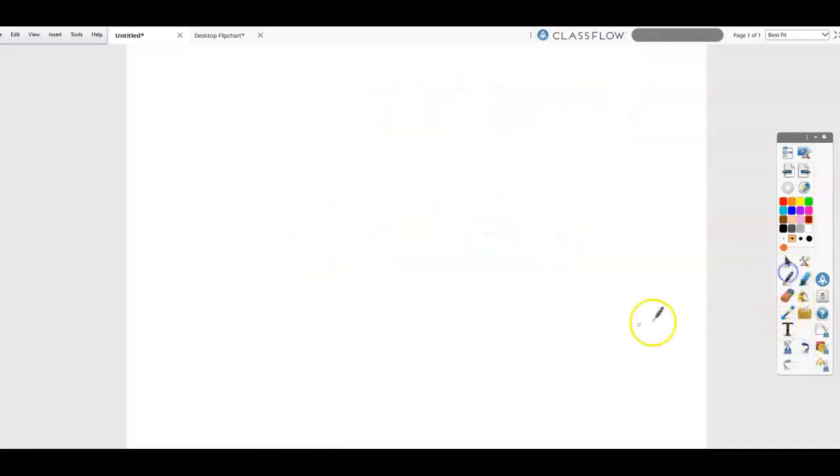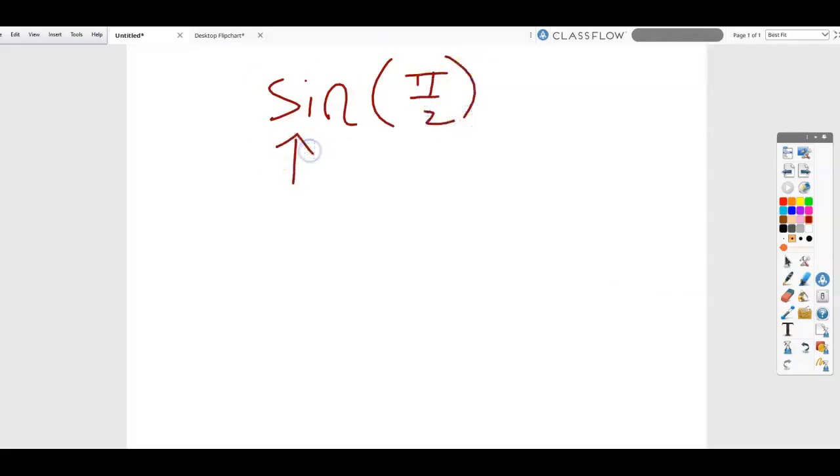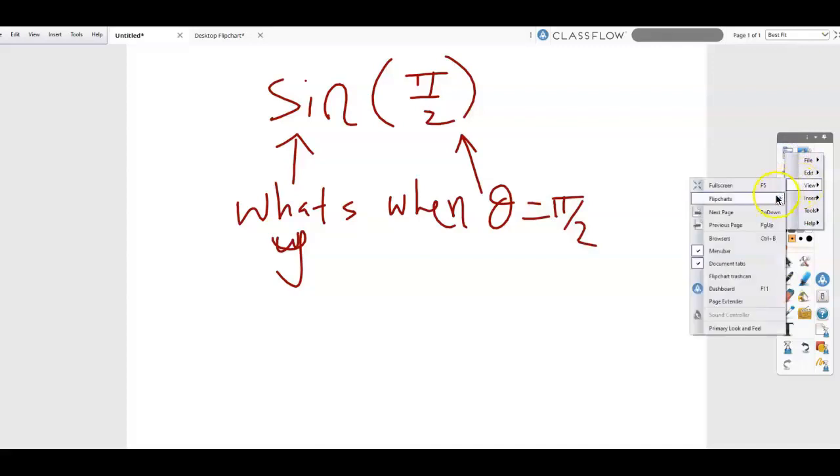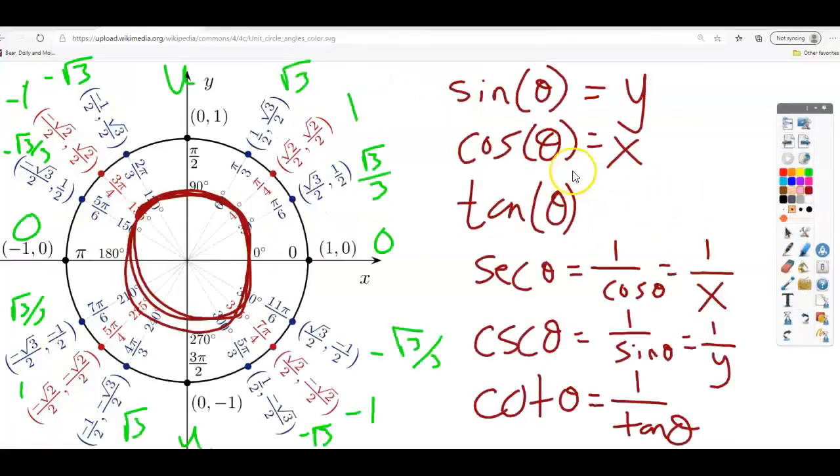How about sine of pi over 2? Well, when you're talking about sine, they're asking what's the y value when, in this case, theta is pi over 2. So what's the y value when theta is pi over 2? So here's pi over 2, and the y value is 1. So that would be our answer for that one.